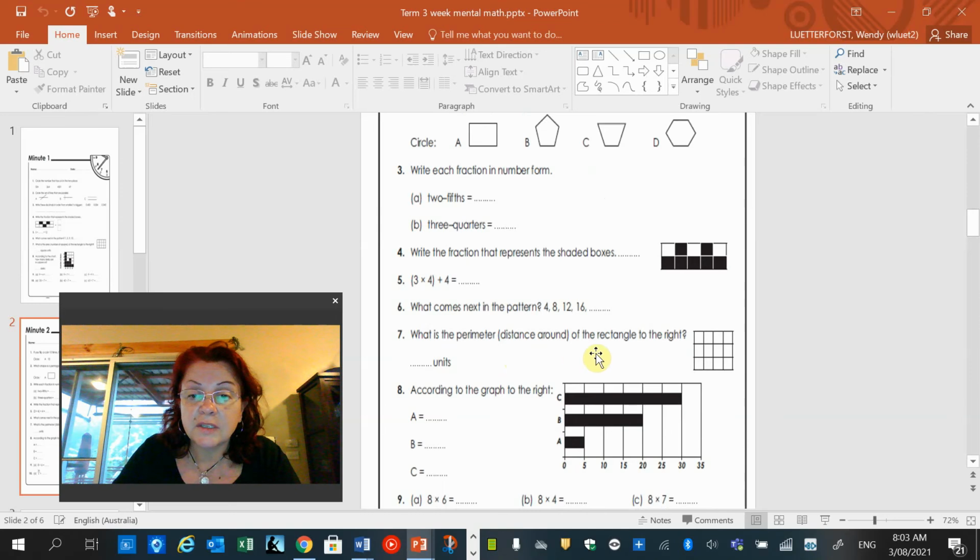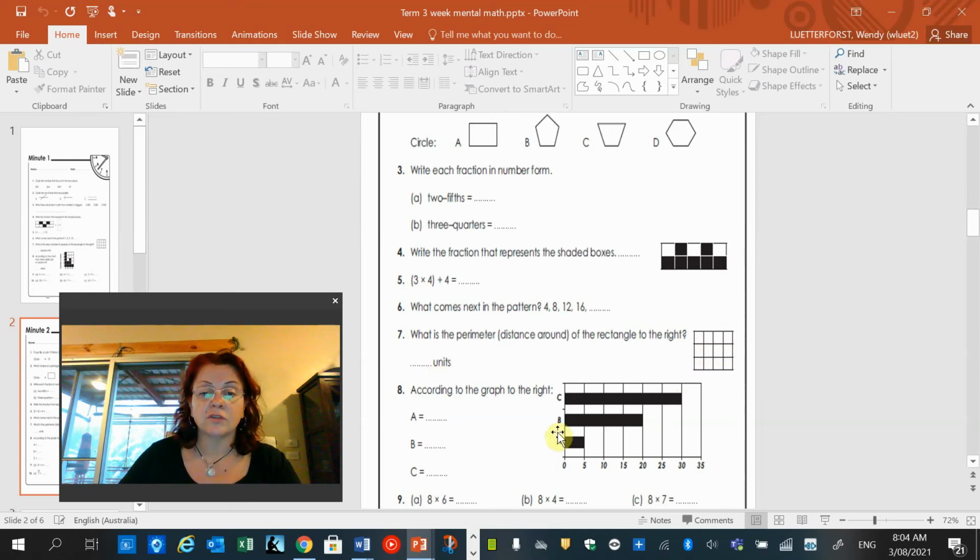What is the perimeter, the distance around the rectangle to the right? So perimeter is if you run around the outside, and we've got 3 and 3 here, and another 3 and another 3. So you're going to add them up. 3 plus 3 plus 3 plus 3. Well, you could go 3 times 4 because it's all the same. Or you could go 3 plus 3 times 2. But this time they want boxes 1, 2, 3, 4, 5, 6, 7, 8, 9, 10, 11, 12.